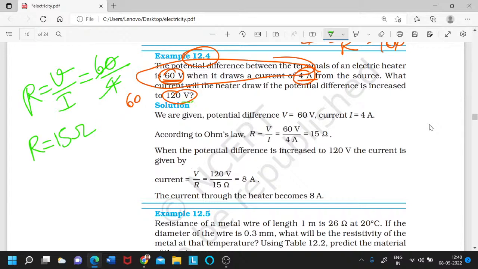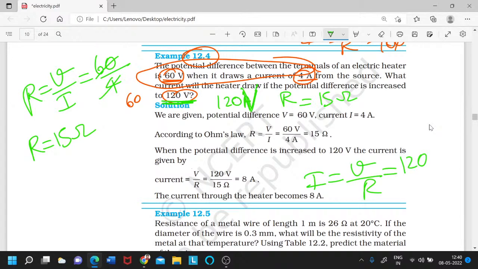The second V is given as 120. I found R is 15 ohms. So I is equal to V by R. Very simple. V is 120, R is 15. So the current is going to flow with 8 ampere. Okay. Next question.